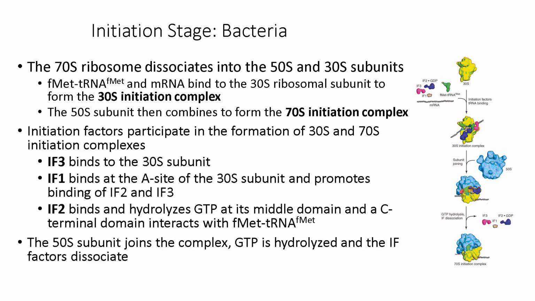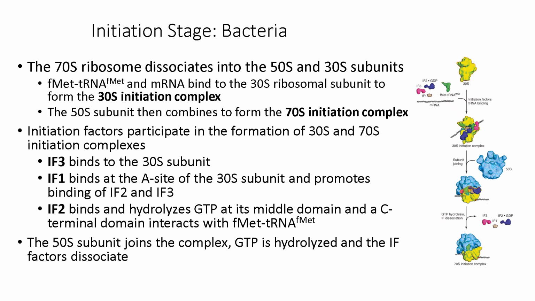The bacterial 70S ribosome begins as separate 50S and 30S subunits. During initiation, the 30S subunit binds to both the mRNA and fMet-tRNA-fMet, forming the 30S initiation complex. The 50S subunit then joins to form the 70S initiation complex.